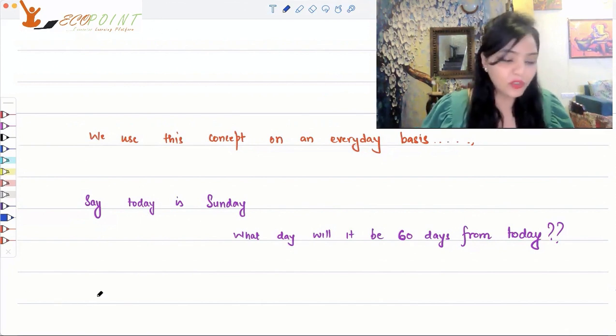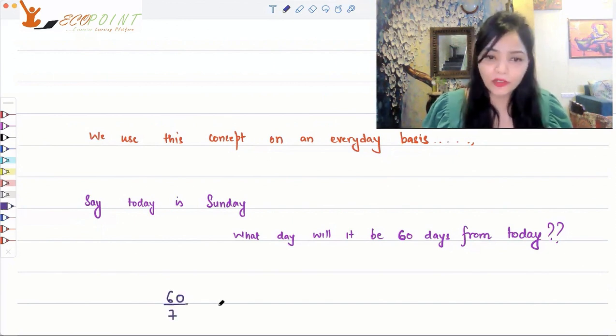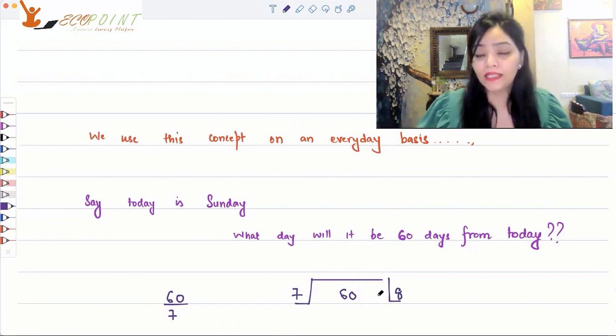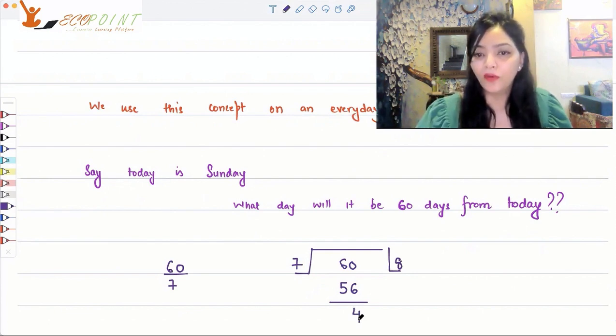So what I'm going to do here is divide these 60 days into bunches of 7. And as I do that, what will happen? Divide 60 by 7. 7, 8 times, if you take 7, you get 56, right? And you get a remainder of 4. So what have we just done here?